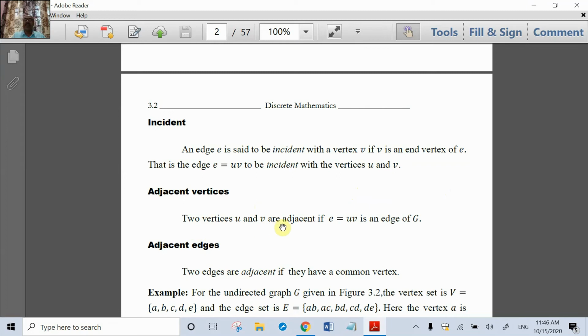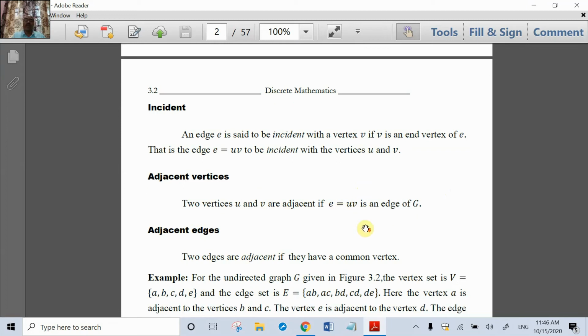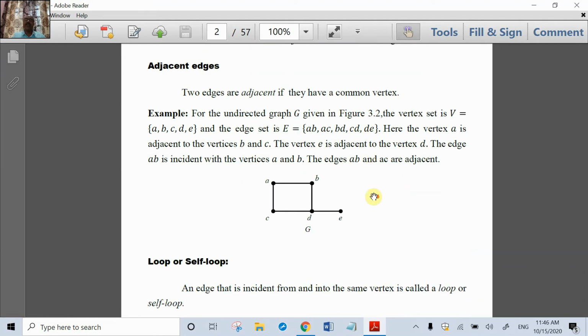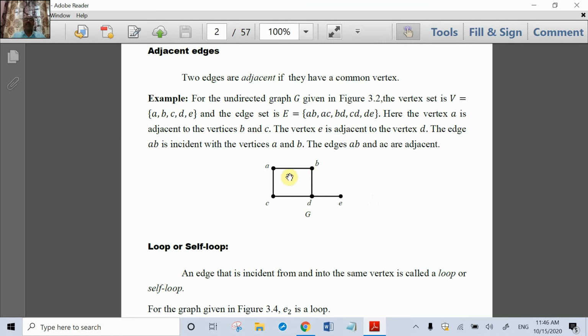Two vertices U and V are said to be adjacent if they are linked with an edge, that is E equal to UV. Adjacent edges: two edges are adjacent if they have a common vertex. See, for this graph, A and B are adjacent. There is a link between A and B. Similarly, D and B are adjacent. Now see, edge AB and edge BD are adjacent because they have a common vertex B.